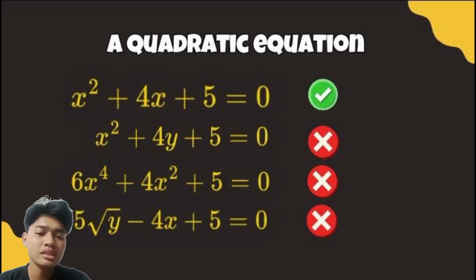But look at the second example. Here, we have two variables, x and y, while in the definition, a quadratic equation is a type of polynomial in one variable, only one variable. So if we have two variables in an equation, we cannot call it a quadratic equation. The third example seems like the last one, but here the highest power of the variable is 4, so we cannot call it a quadratic equation.